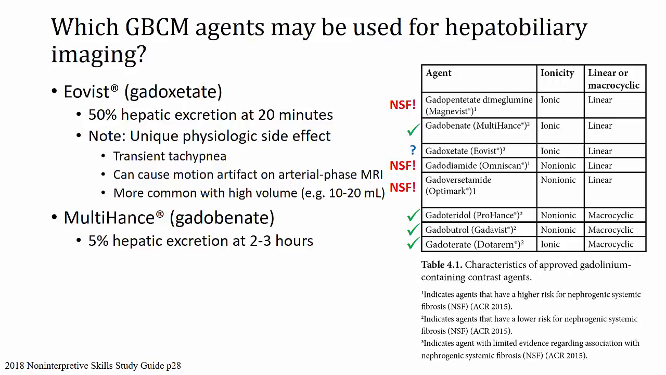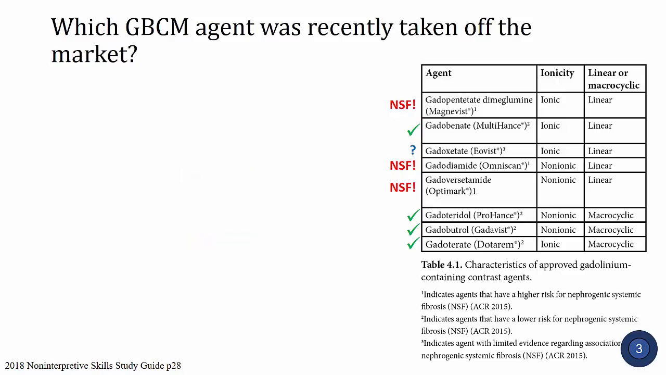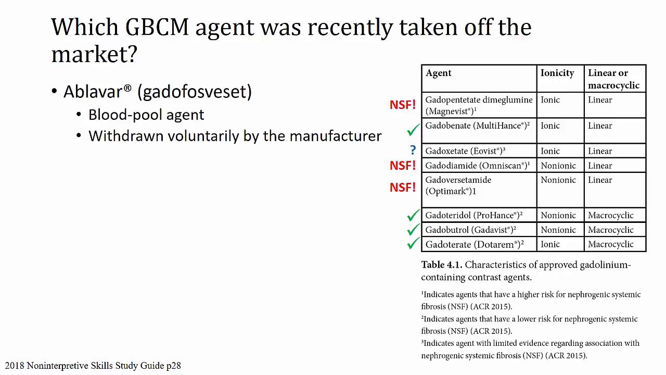Another agent that has some hepatobiliary effect is Multihance. It has 5% hepatic excretion at 2 to 3 hours. So there is some hepatobiliary imaging possible, but primarily Eovist is the agent. Next question. Which gadolinium-based contrast media agent was recently taken off the market? That was Ablavar, which is a blood pool agent, and it was withdrawn voluntarily by the manufacturer.